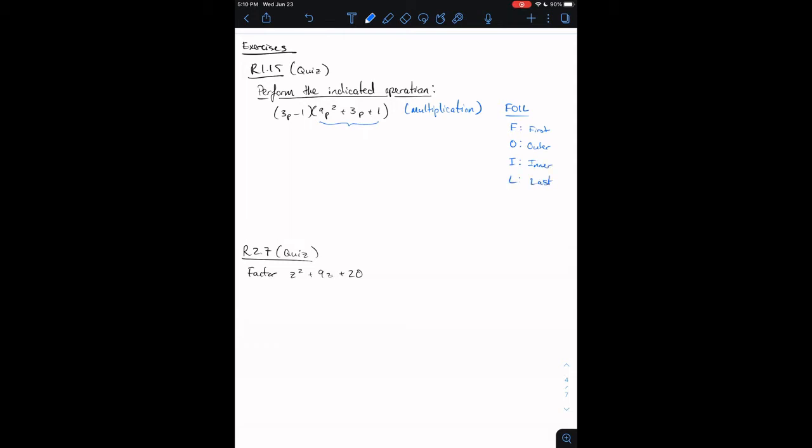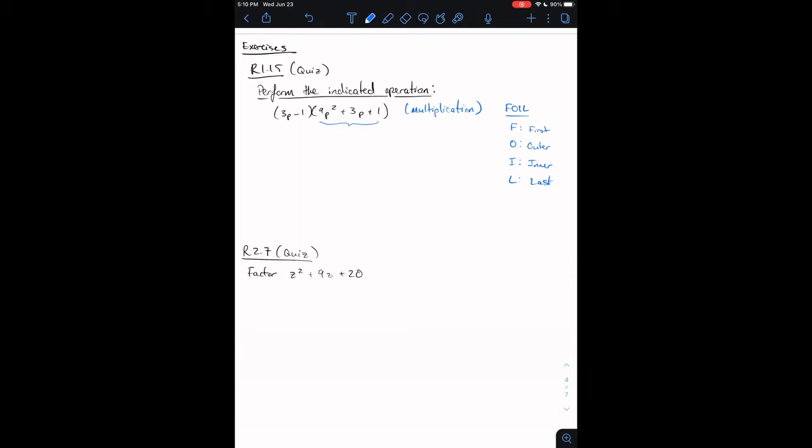So FOIL is first, outer, inner, last. So first terms of the two, then the outer terms, then the inner terms, and then the last terms. So you can remember that if you want. It's kind of up to you. We'll show you how this goes.